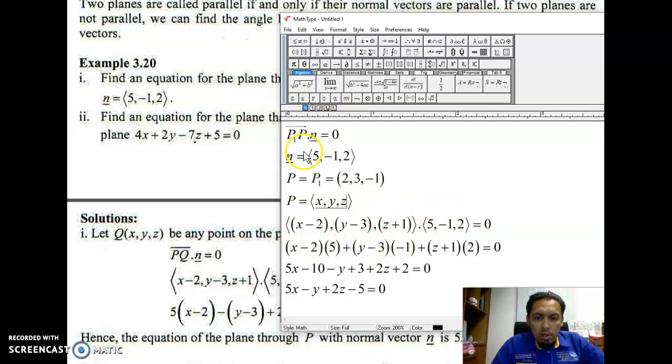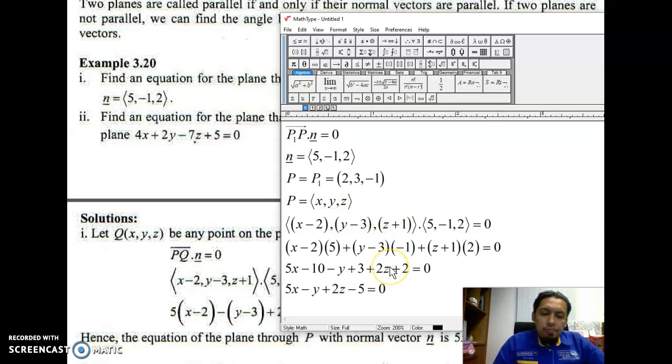And the second vector is the normal vector, so we just input it like this, and then we find the dot product by just multiplying and summing. So x minus 2 times 5, plus y minus 3 times negative 1, plus z plus 1 times 2. We expand it, and then we solve for the equation, and this is the equation for our plane based on the given information.